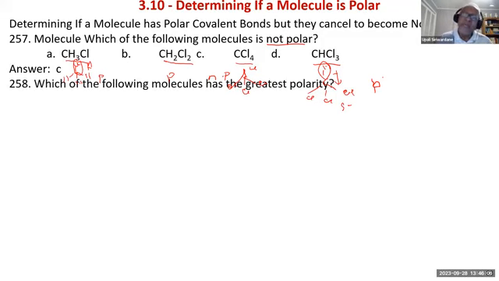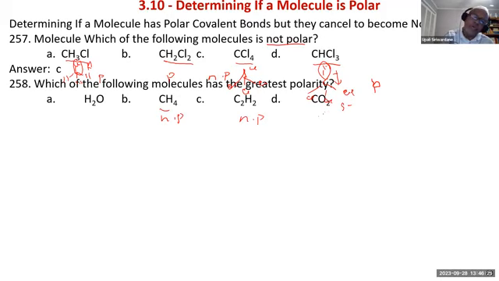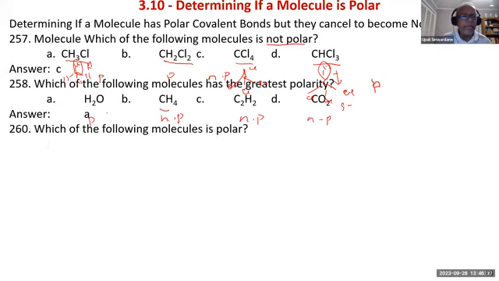Which of the following has the greatest polarity? If you look at this, this is non-polar. We already talked about carbon-hydrogen bonds being non-polar. Therefore, there's no polarity. That's non-polar. There's no polar covalent bond. This has two polar covalent bonds, but they cancel out in the linear geometry. So this is the only polar one, which should have the greatest polarity. The answer is A.